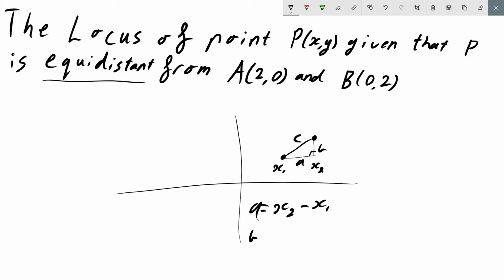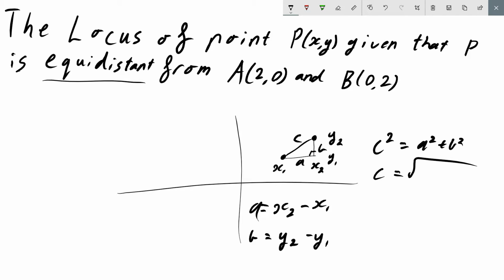So similarly B, this is going to be y1 and this is going to be y2. So B is equal to y2 minus y1. It's the difference of those two things. And you can sort of see where this is heading. This is sort of similar to our gradient, but really we're looking for distance, not gradient. So now we just need to realize that c squared is equal to a squared plus b squared. So c, which is our distance, will be a squared plus b squared, square rooted.